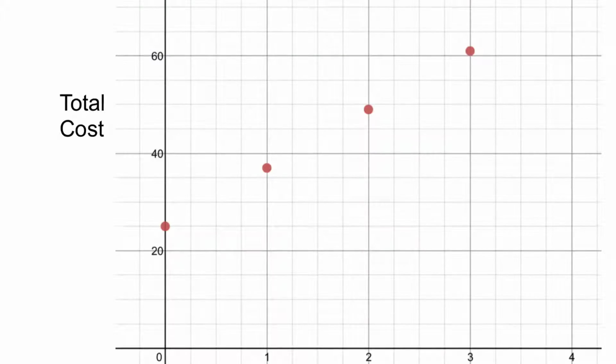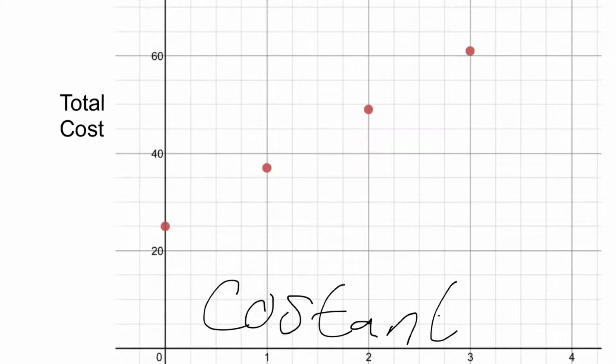Alright, when we look at this on a graph, it doesn't start at 0, 0. There's a constant here. So, when we're looking at partial variations, there's always a constant. And here, our constant was $25.